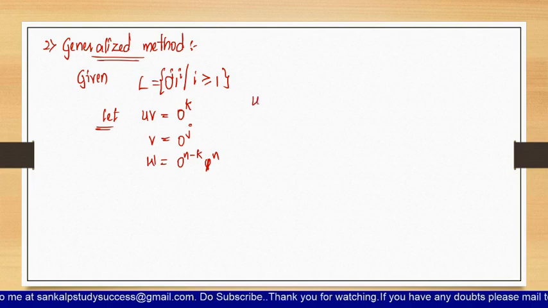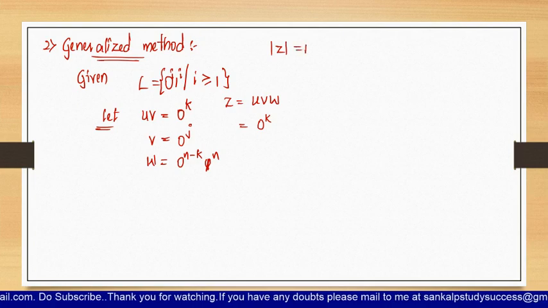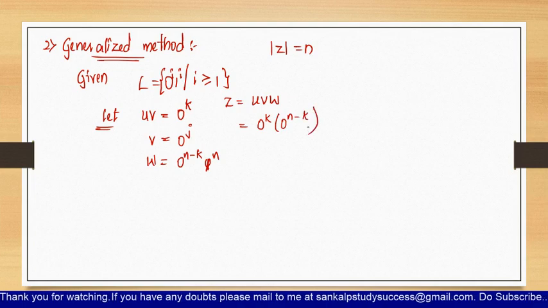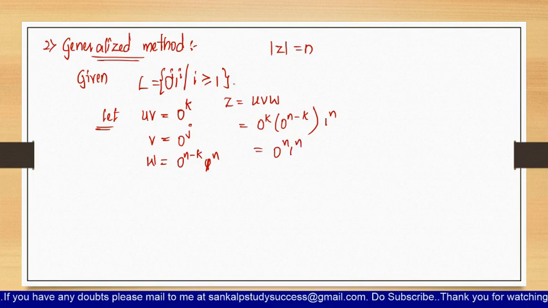That means z is nothing but mod of uvw. Here we have considered uv as 0 power k. The complete length of z, that is mod z, is equal to n. So if uv is 0 power k, then w will become 0 power n minus k, and also these zeros should be followed by the same number of ones. So it becomes 1 power n. If you solve it, it is nothing but 0 power n and 1 power n.